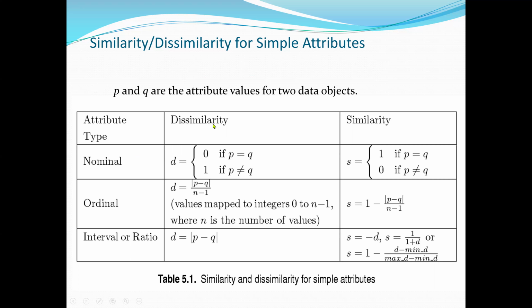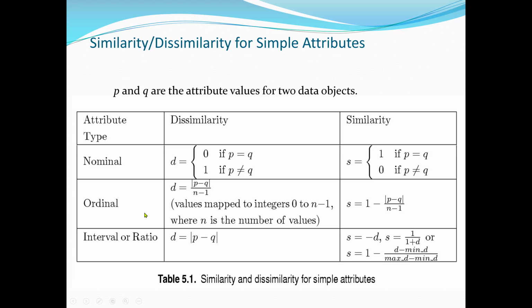Now if it's nominal, then the dissimilarity D will equal 0 if P is the same as Q, which means if we are measuring dissimilarity and the two attributes are similar, then the value will be the minimum, which is 0. If P is not equal to Q, then the answer will be 1. In terms of measuring the similarity, if P equals Q, which means they are similar, then it will be 1. If they are not similar, then the value will be 0.